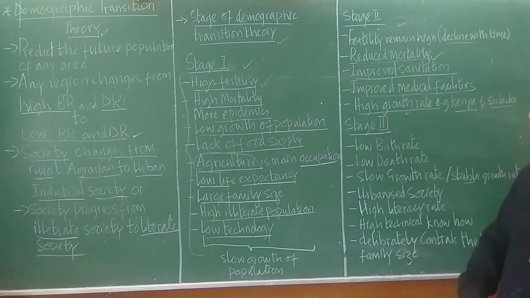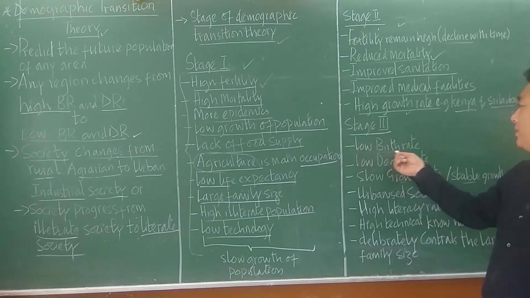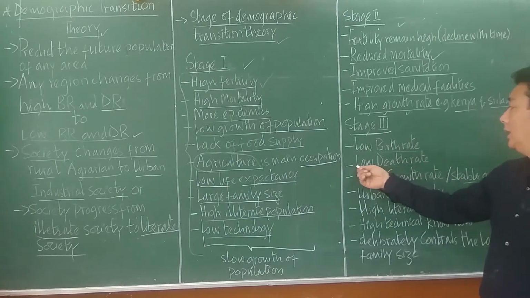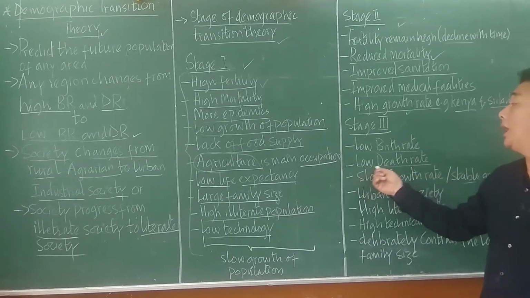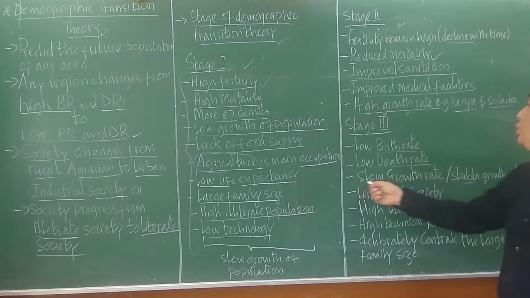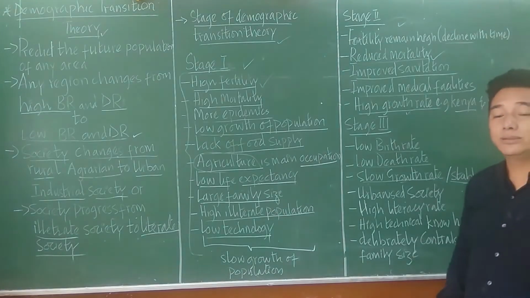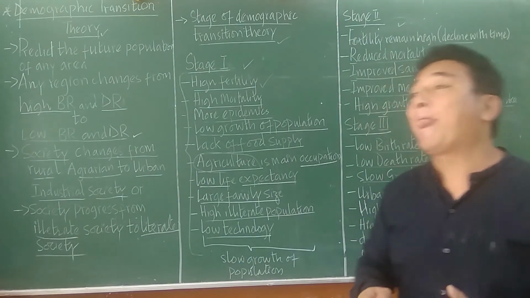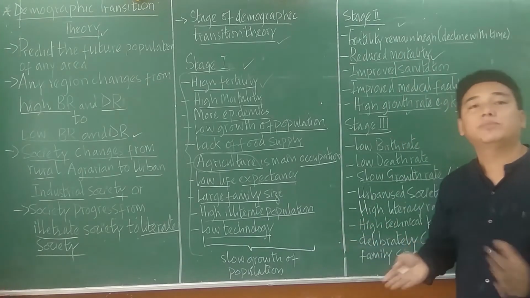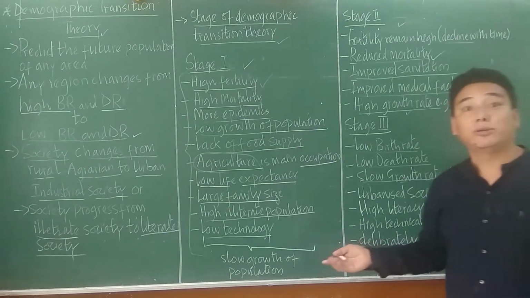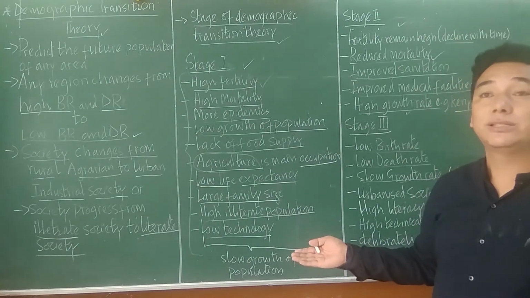And in the third stage, what happens? Slow birth rate and low death rate. And what about the growth of population? Slow, or stable. Stable means birth rate 10% and death rate 10%. So there is no population growth, it is stable, constant.